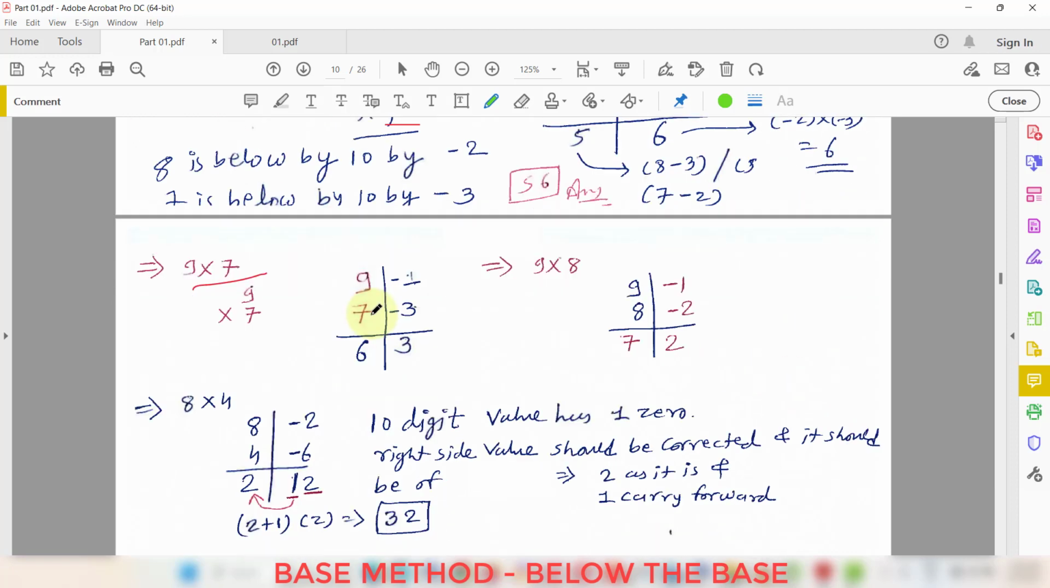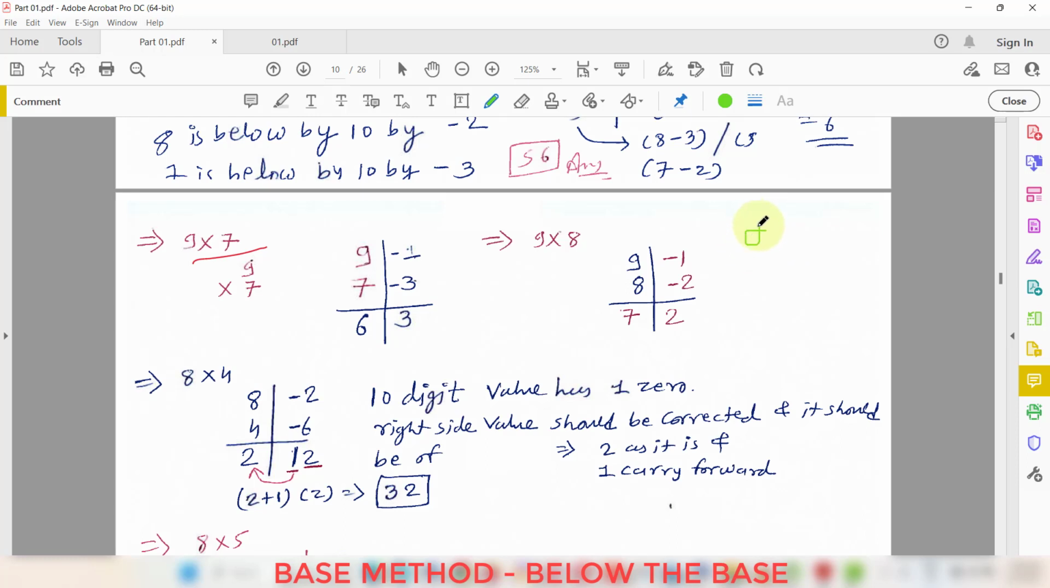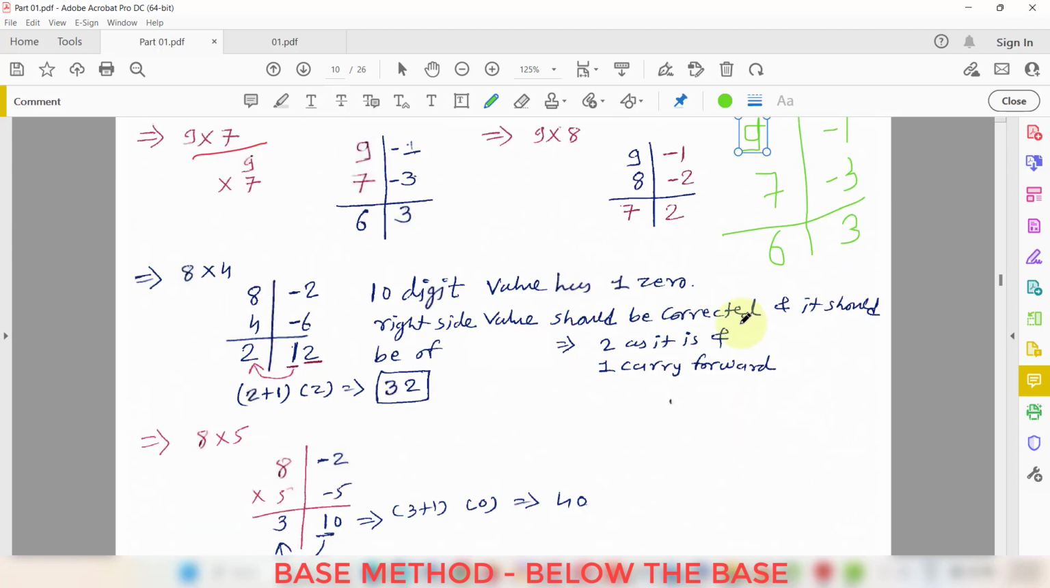We will do the same thing here, 9 by 7. We write 9 and 7, and then 9 is below 10 by how much? Minus 1. 7 is below 10 by how much? Minus 3. So 9 minus 3, that is 6. If you do the cross subtraction on the other side, the answer will also be the same: 7 minus 1, that is 6. Then 3 into 1, that is 3. So our answer will be 63.